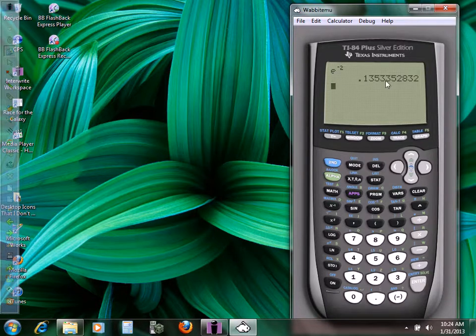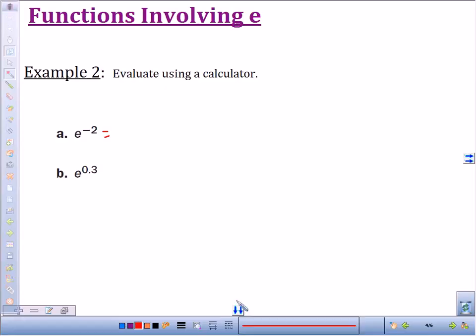And it gives us this long string of decimals. Pretty much every time we do one of these evaluations, we're going to get a long string of decimals. Doesn't matter. We're going to round it. And we'll round it to 3 decimal places. So e to the negative second is 0.135. We'll lop off everything after that.